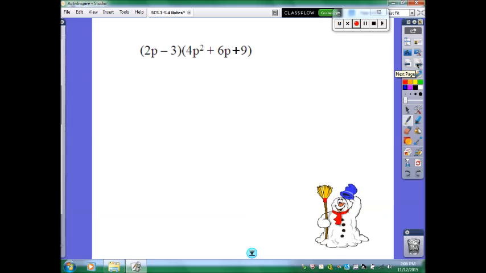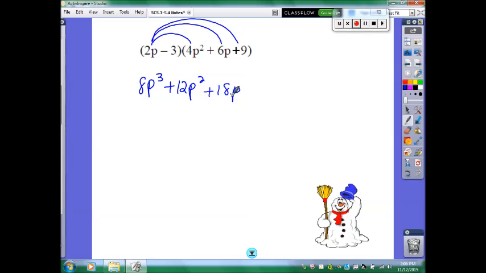All right, let's look at this one. Let's multiply this binomial times this trinomial and see what we get. All right, so we're going to distribute here again. So we're going to multiply 2p times 4p squared, and we're going to get 8p to the third. I'm just distributing, so I'm going to get 12p squared. And then I'm going to get plus 18p.